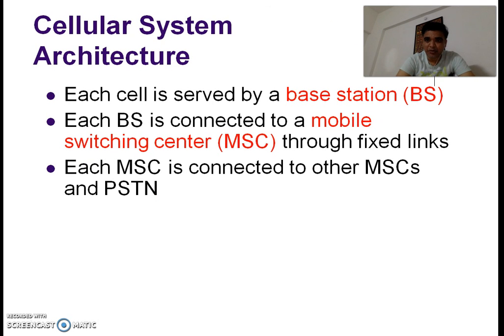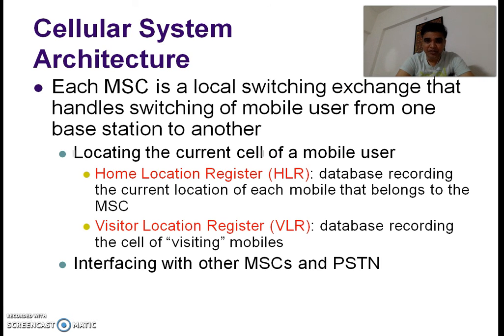Each cell is served by a base station. Each base station is connected to a mobile switching center through fixed links. Each MSC is connected to other MSCs and the PSTN. Each MSC is a local switching exchange that handles switching of mobile users from one base station to another. Locating the current cell of a mobile user, who will help? There are two databases. One is the HLR, the home location register, and another is the VLR, the visitors location register. The database recording the current location of each mobile that belongs to the MSC is the HLR.